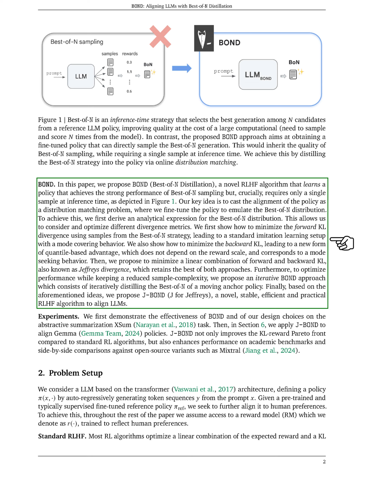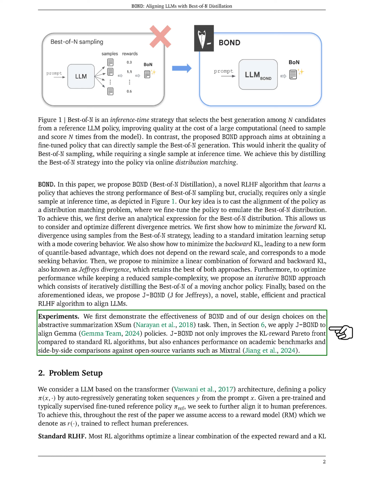We also propose minimizing a combination of both forward and backward divergences, known as Jeffreys divergence, which captures the strengths of both methods. To enhance performance while reducing the number of samples needed, we introduce an iterative BOND approach that involves distilling the best-of-n outputs from a moving anchor policy. Building on these concepts, we present J-BOND, a new, stable, efficient, and practical RLHF algorithm designed to align LLMs effectively.